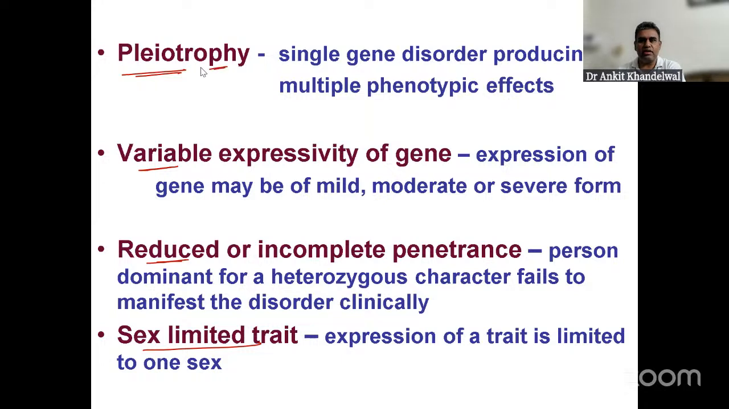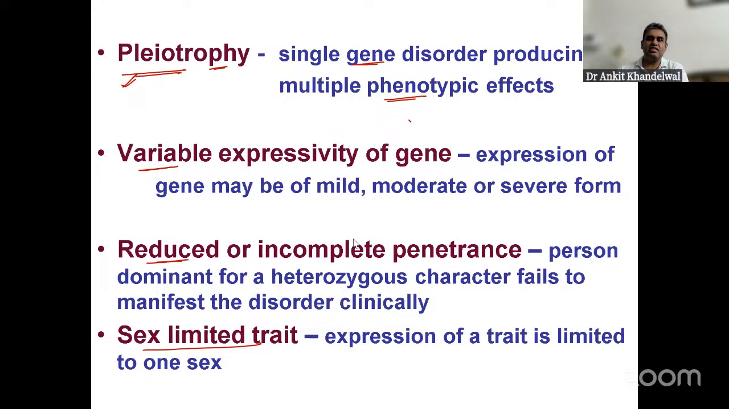You will try to understand pleiotropy, a very important point. A single gene disorder produces multiple phenotypic defects. Phenotypic means what is shown in the body. So like a single gene disorder, and there's a problem in the heart, in the liver, in the gut system, in the immune system through a single gene disorder. That is known as pleiotropy of the gene. I hope you got the point. So remember this. This is very important.